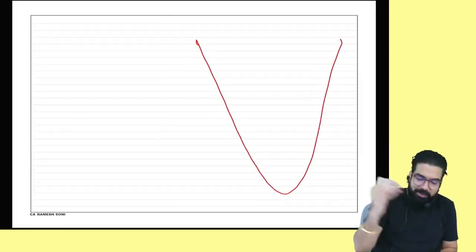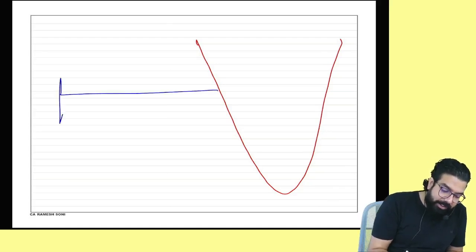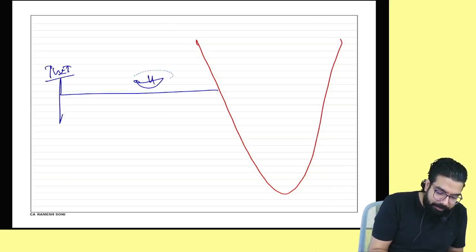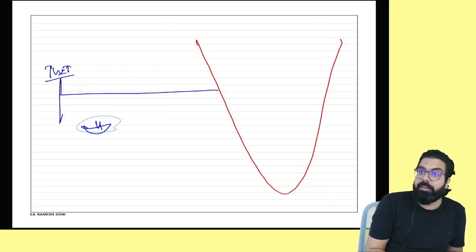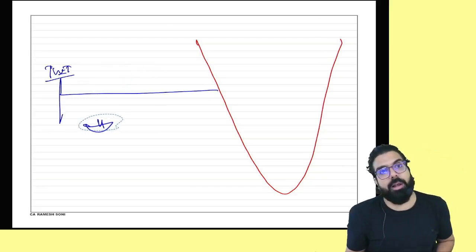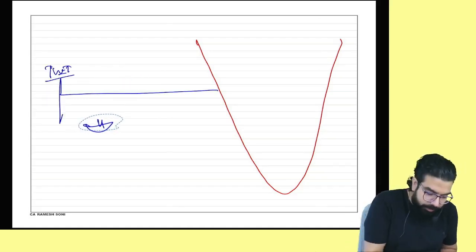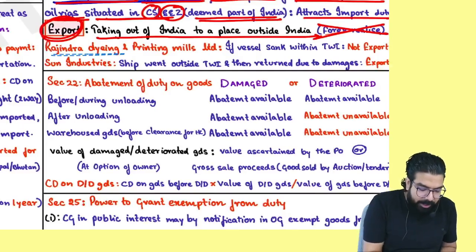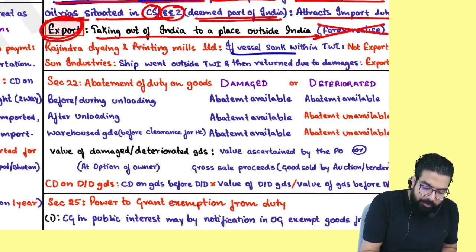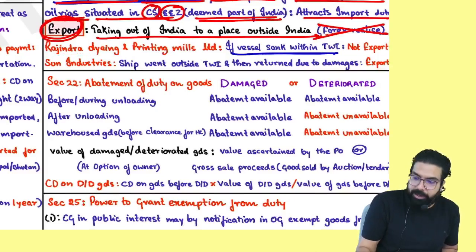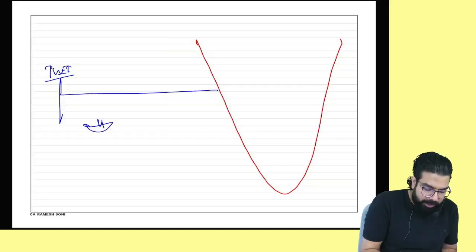Can I hear everyone? Everyone here now. Now, this is India. This is the territorial waters of India. My ship was going along, and it sank before leaving the territorial waters. Now what will happen? Export, not export. It says, Rajendra Dyeing Mills case law, if the vessel sank within the territorial waters of India, it is not export. It is not export.